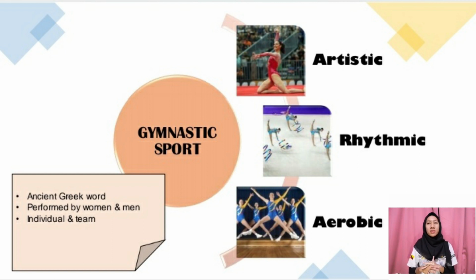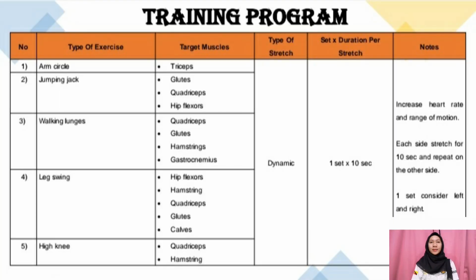The sport gymnastics derives its name from the ancient Greek word gymnastic, and is performed by both men and women at many levels. Gymnastics are judged and scored on both individual and team. There are many types of gymnastic sports such as artistic, rhythmic, and aerobic gymnastics. In gymnastics, flexibility is important because without the right range of motion, gymnasts will be unable to learn how to do certain skills. This is a training program for gymnastic sport.